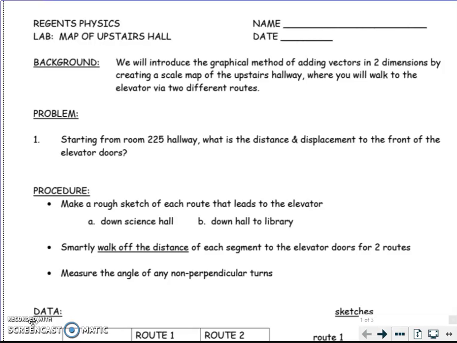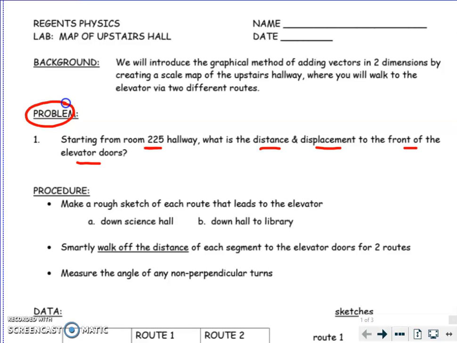So the problem we look at is, if we start from my room, the middle of the hallway where the two hallways intersect, that corner, I want to know what is the distance and displacement to the front of the elevator doors. There are two different ways we can walk from my room to the elevator doors. We can head down Social Studies English Hall towards the library, then make a right-hand turn, go past the atrium and we're there. So that's one route that we're going to get data from.